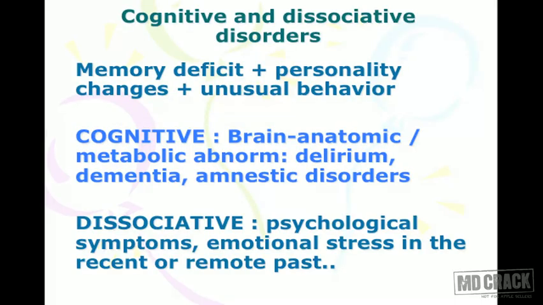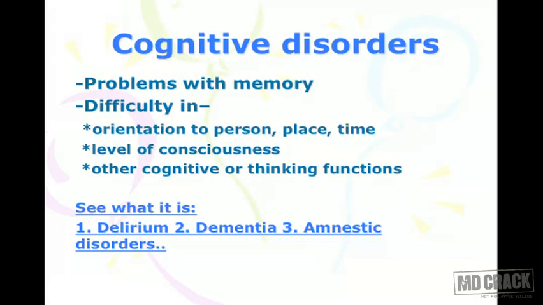Let's have a look at the slide. Cognitive and dissociative disorders: the hallmark of these disorders is memory deficit, personality changes and unusual behavior. The cognitive disorders are most probably due to brain anatomic or metabolic dysfunction or abnormalities, and these include delirium, dementia and amnestic disorders. Dissociative disorders mainly present with psychological symptoms, and emotional stress in the recent or remote past is the most important etiology of the dissociative disorders.